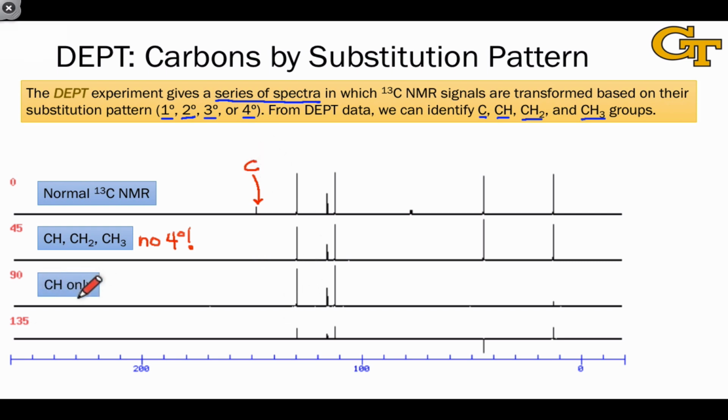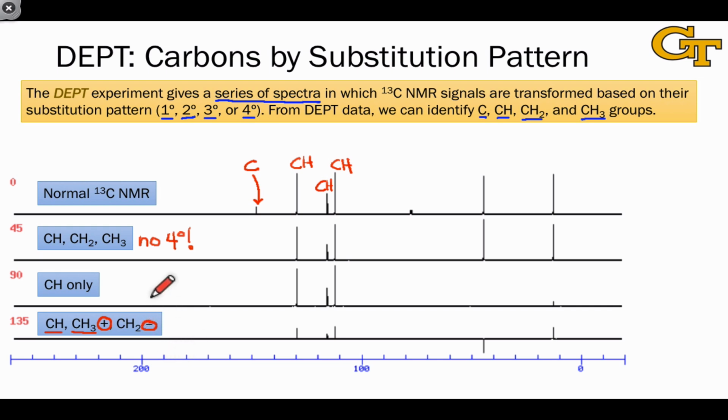The 90 degree spectrum shows us CH resonances only. So from this spectrum, we can immediately identify CH resonances. So we now have 3 methine peaks that we've identified. The 135 degree case is interesting in that CH and CH3 peaks are shown with the normal polarity, in other words pointing upwards or positive, whereas CH2 peaks have inverted polarity, which means their peaks are pointing negative.